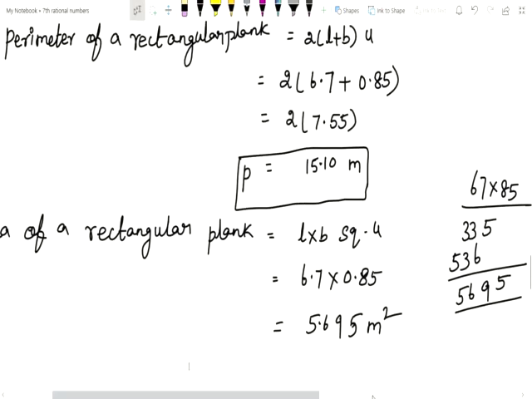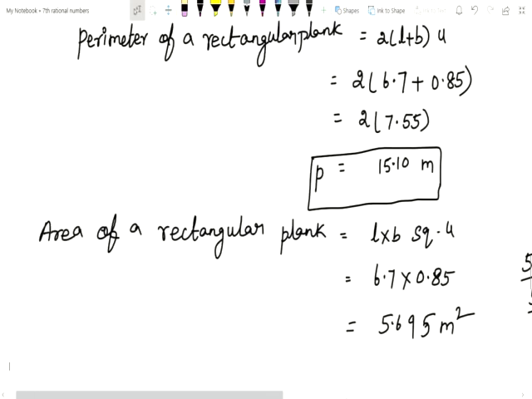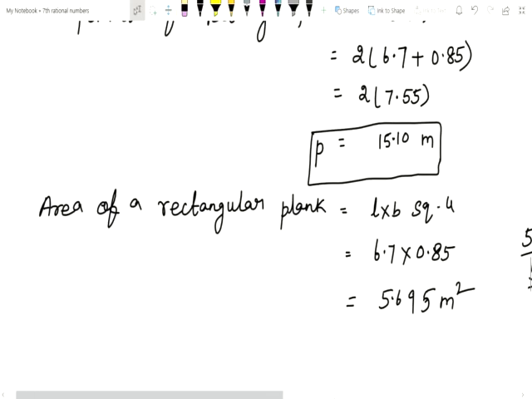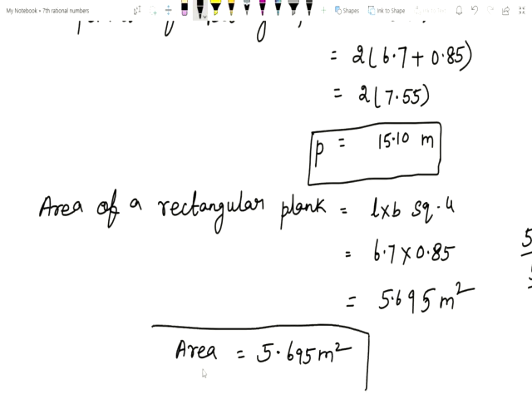So area of a rectangular plank equal to 5.695 meter square. So area equal to 5.695 meter square. You understand, children? Thank you, children.